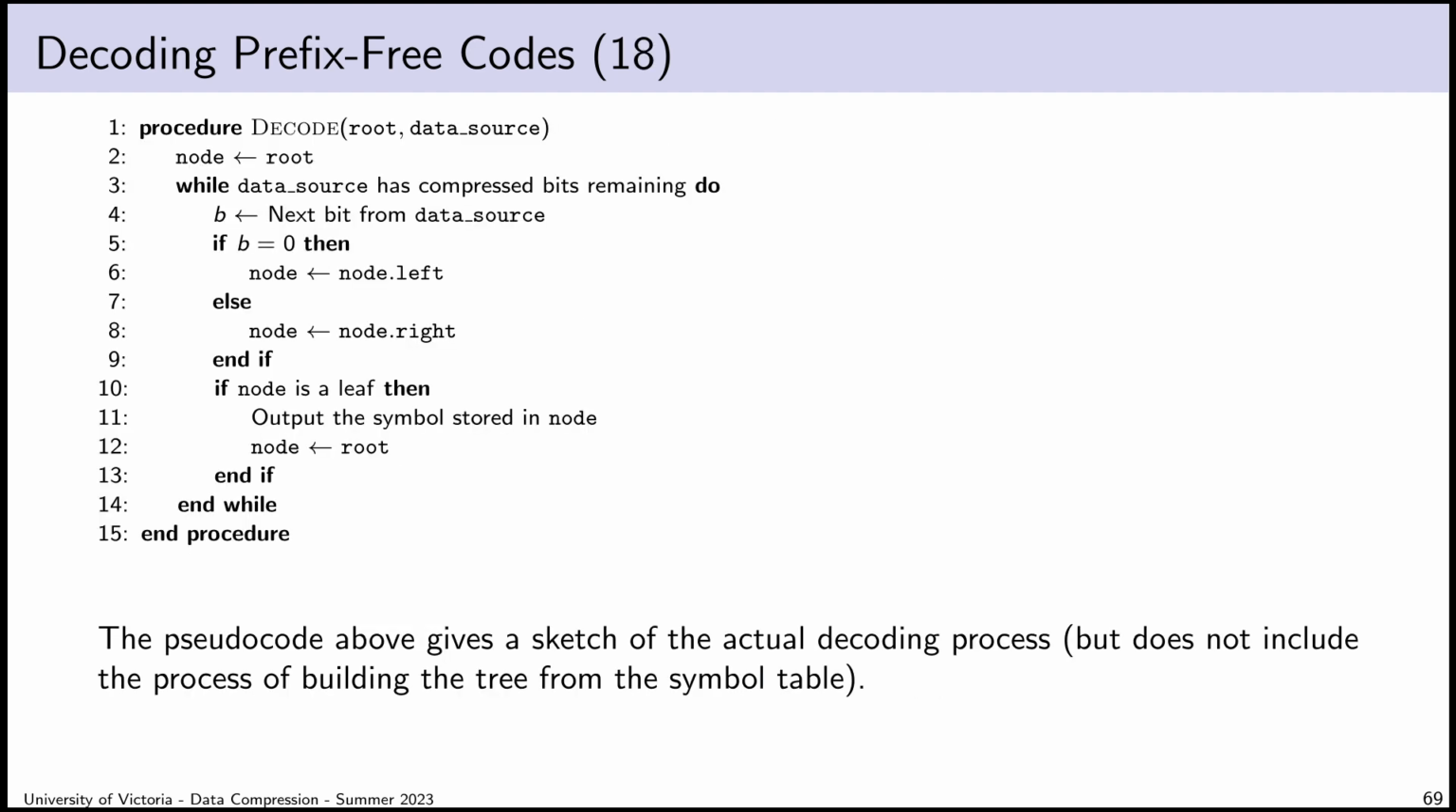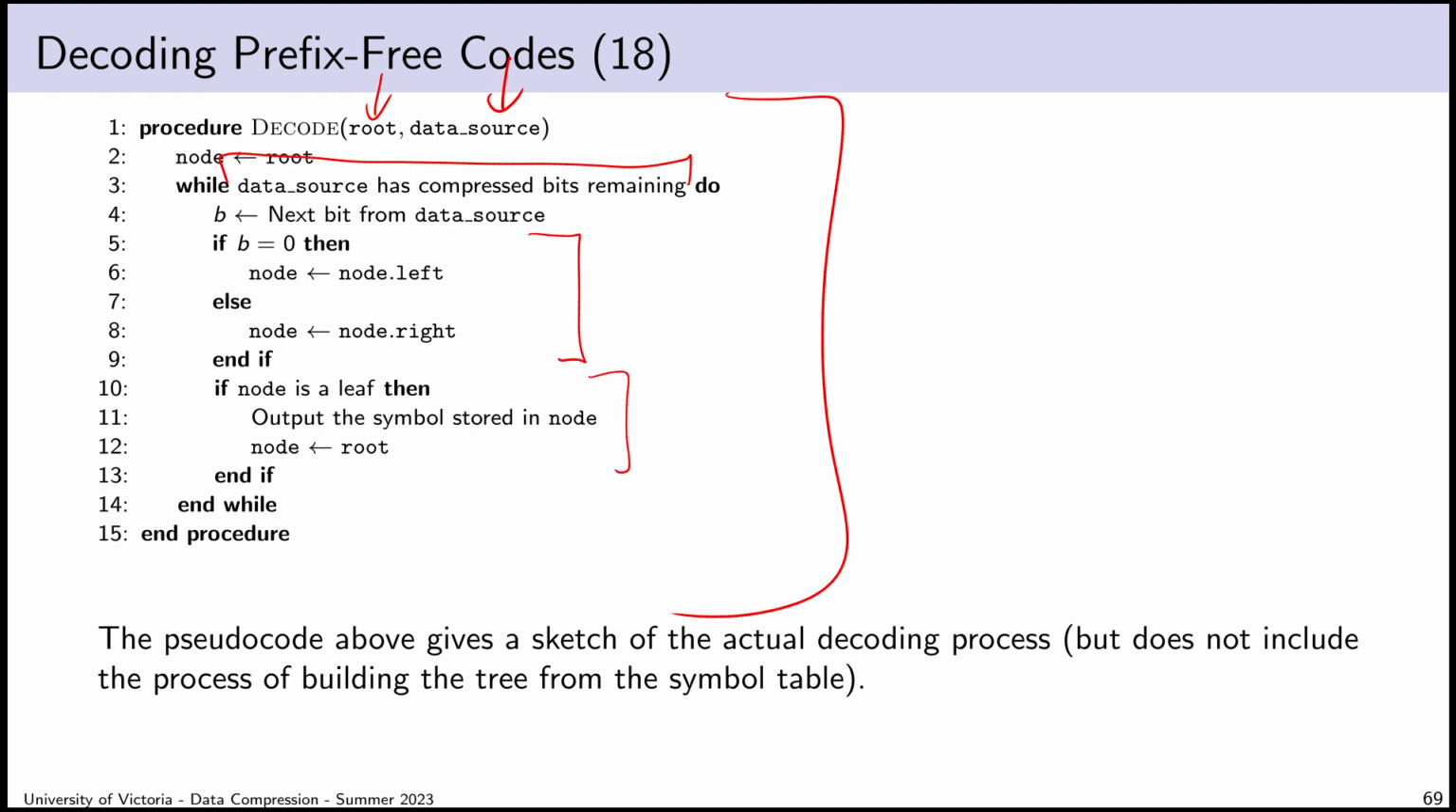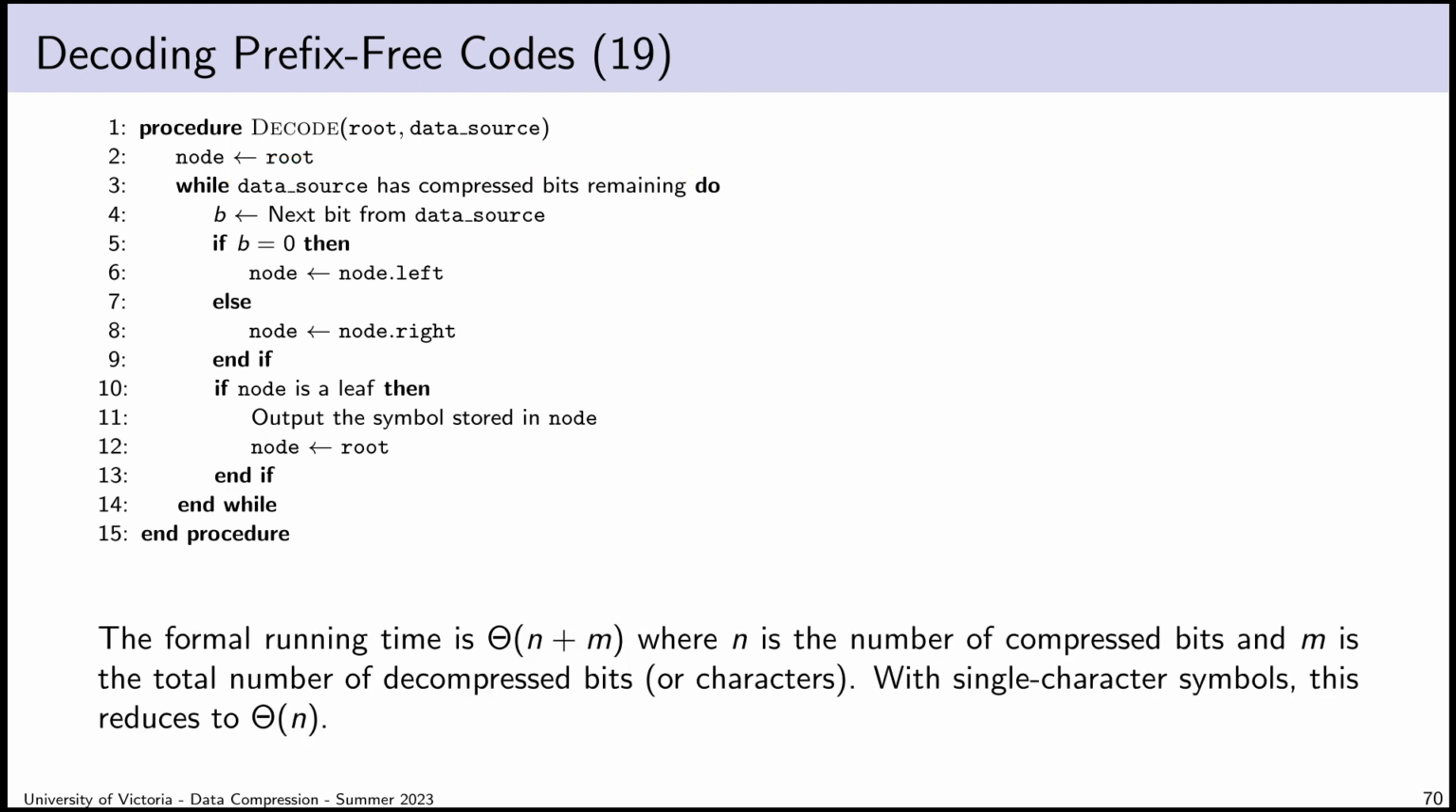Here's some pseudocode to model that. So data source here would be some source of compressed bits. You've already built the tree, and you hand me the root. So all I'm doing at each step, I'm asking for one more bit, and when I grab that bit, I am either walking around in my tree, and if I end up at a leaf, I'm rewinding, and I'm just going back up to the root to start again for the next symbol.